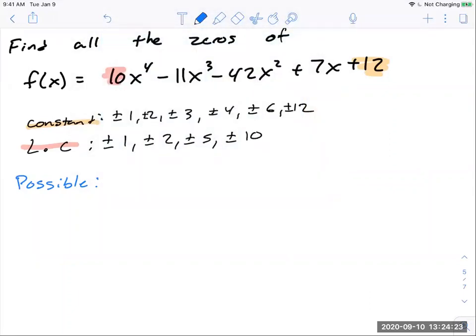I am starting with the 1 first, dividing all the top ones by 1. 1 divided by 1 is 1. 2 by 1 is 2. 3 by 1 is 3. 4 by 1 is 4. 6 by 1 is 6. And 12 by 1 is 12.